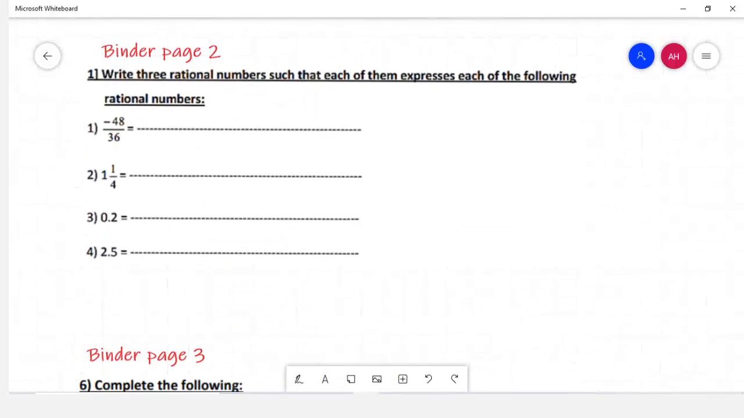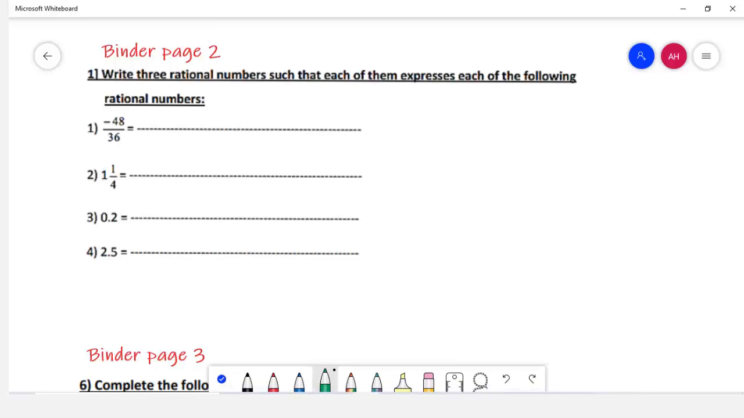I would like you to open your binder, page 2, and write today's date on it. We are going to solve question number 1. Write 3 rational numbers such that each of them expresses each of the following rational numbers. So here I have rational numbers and he wants me to write 3 other rational numbers, or 3 other fractions, that have the same value as the given. How can I do so? Just by multiplying the numerator and the denominator by the same number or even dividing.